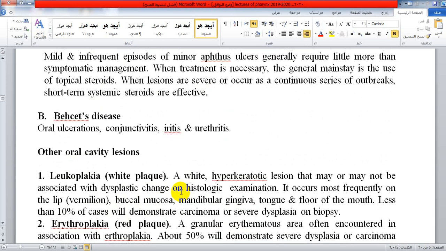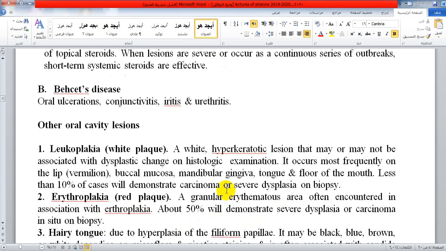Other oral cavity lesions. Leukoplakia, white plaque from its name, a white hyperkeratotic lesion that may or may not be associated with dysplastic change on histologic examination. It occurs most frequently on the lip vermilion, buccal mucosa, mandibular gingiva, tongue, and floor of the mouth. Less than 10% of cases will demonstrate carcinoma or severe dysplasia on biopsy.